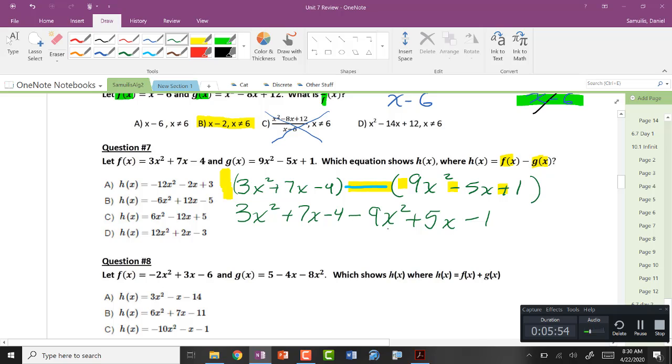So 3x squared minus 9x squared, that's a negative 6x squared. Well, there's only one possible answer on this one, but let's just double check it. 7 plus 5, that is 12. Negative 4 minus 1, that is a negative 5. So our answer is B.